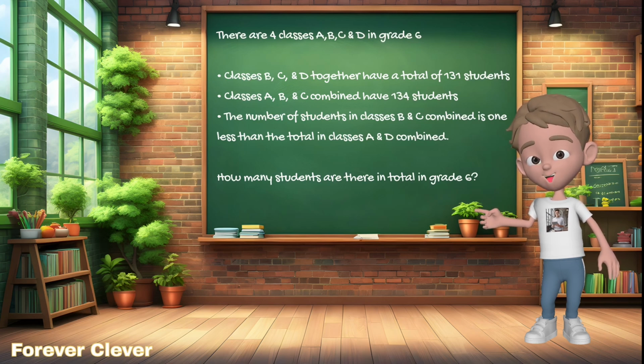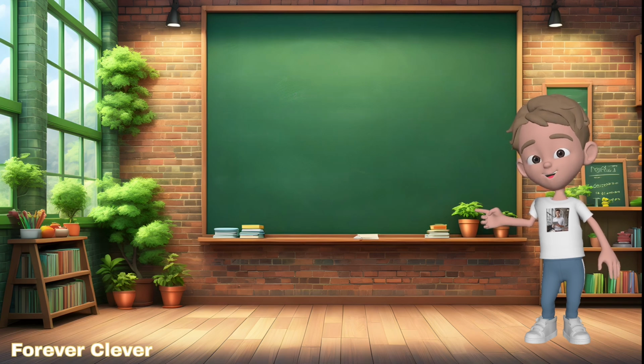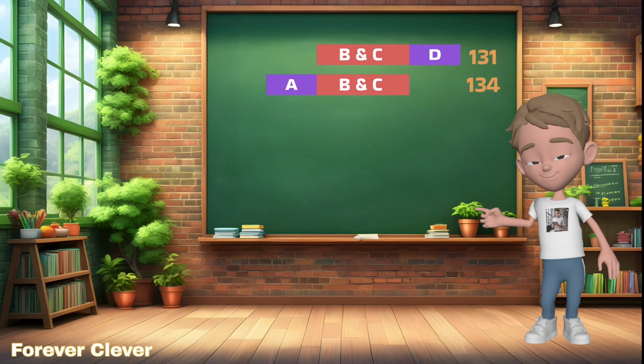Now, let's combine the 3 clues we've gathered. We can illustrate classes B and C with red blocks and classes A and D with purple blocks. From clue number 3, we know that the total number of students in classes A and D combined has one more student than in classes B and C combined. Now, let's visualize this by moving the purple blocks around and aligning them with the red ones.